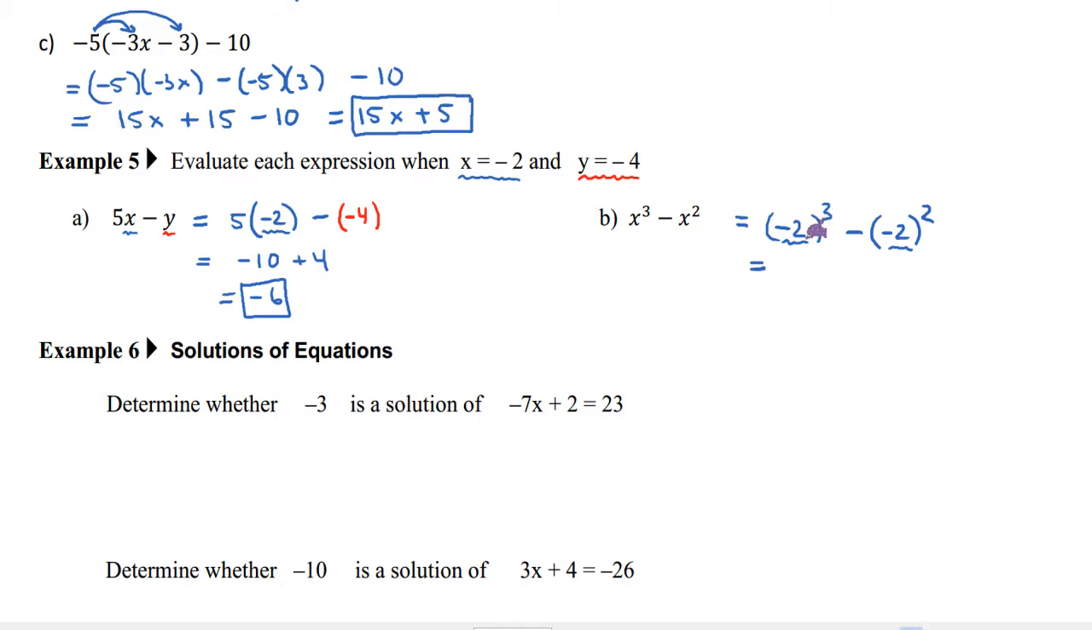So -2 cubed, that's the same thing as -2 times -2 times -2, and then -2 squared is -2 times -2, right? So here we have 3 negatives, it's an odd number, right? So that's going to be a negative, and then 2 times 2 times 2 is 8, and then here we have negative, negative, negative, which becomes negative, and 2 times 2 is 4. So -8 minus 4 will be -12 then.